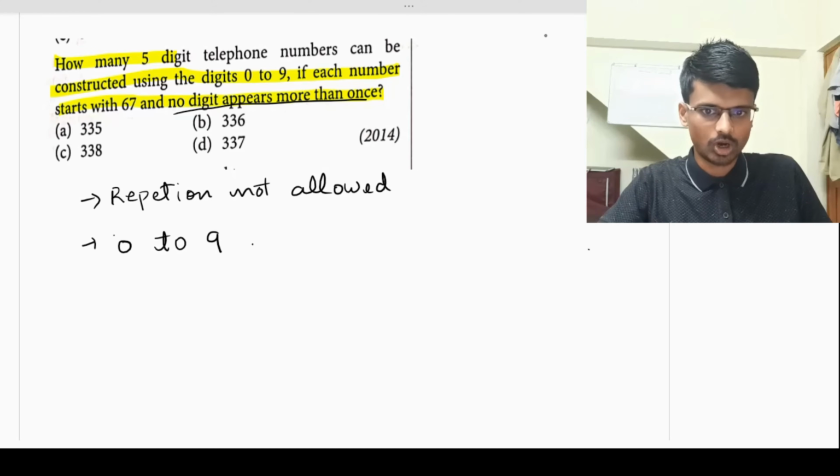So how many digits do we have from 0 to 9? We have got 10 digits, right? 0, 1, 2, 3, up to 9. Totally, we have got 10 digits. We are trying to form 5-digit numbers. So let's have 5 boxes.